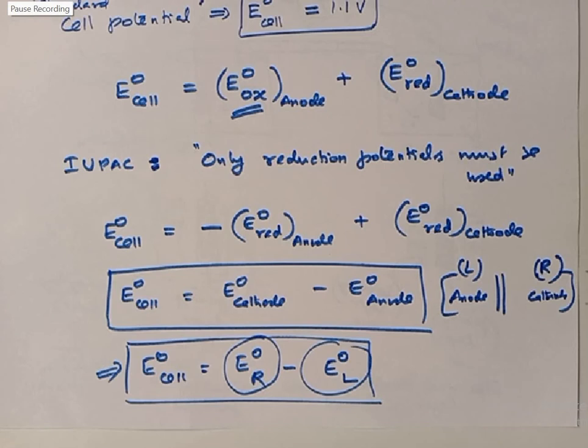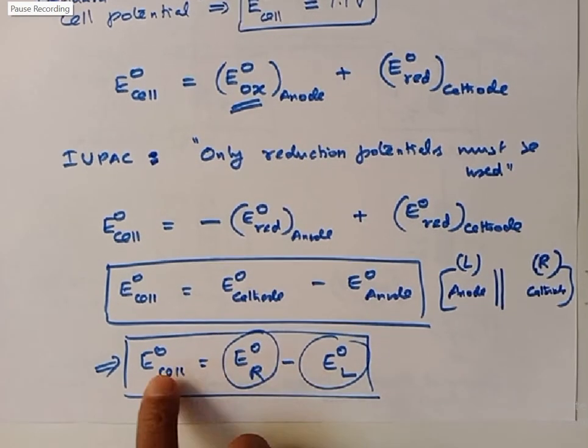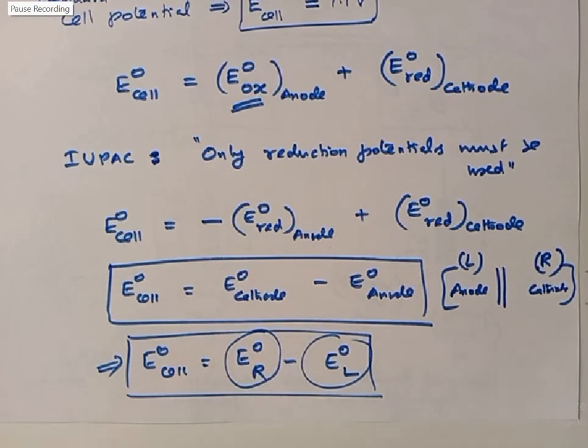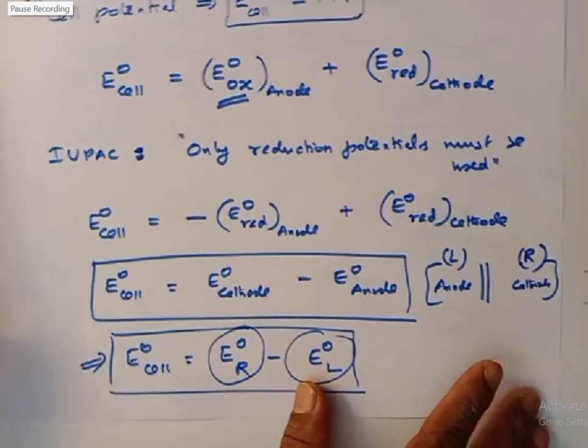What is cell potential? Cell potential is the difference between electrode potentials developed at anode and cathode. Simple. It's the difference. Okay. The difference between the electrode potentials is what we call a cell potential. Right?